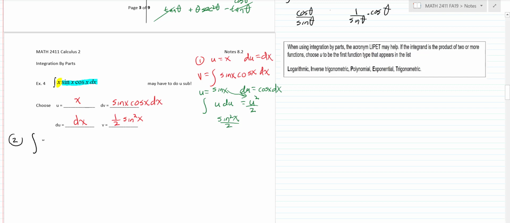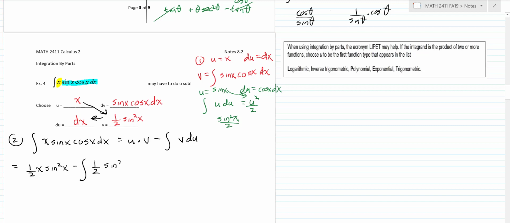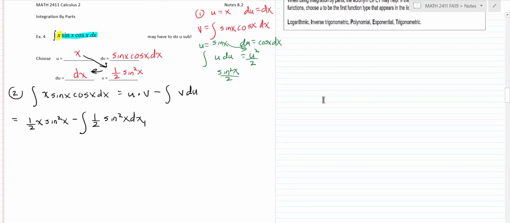Okay, so what we have is the integral of x sine x cosine x dx, that's equal to u times v minus the integral of v times du. All right, so we'll go ahead and put this together. So we do u times v, so that is 1/2 x sine squared x. Integral of v du goes this way, so that will be 1/2 sine squared x times dx. Okay, then we've got to work out that integral.